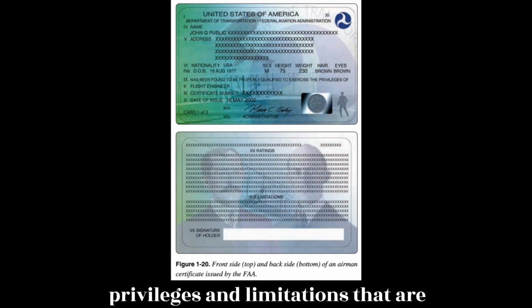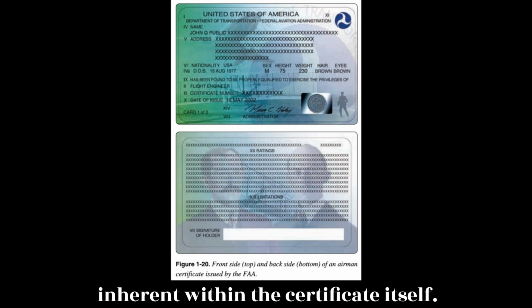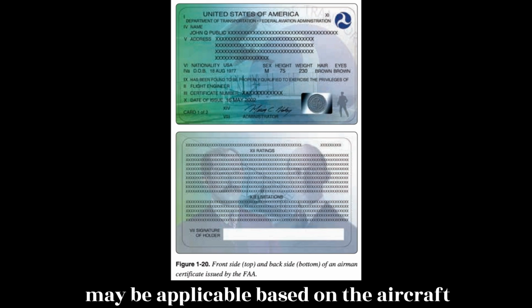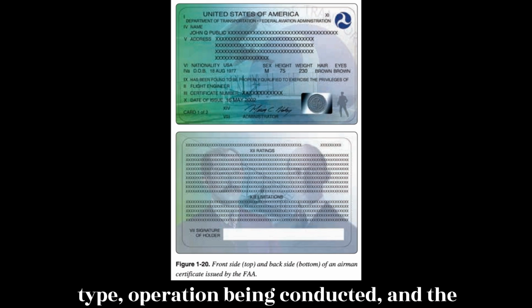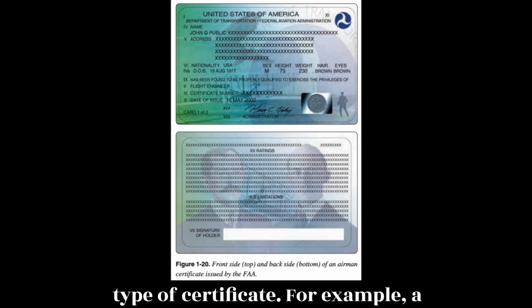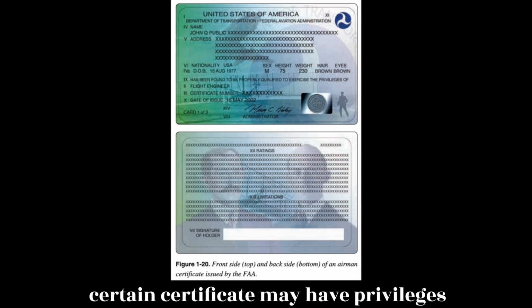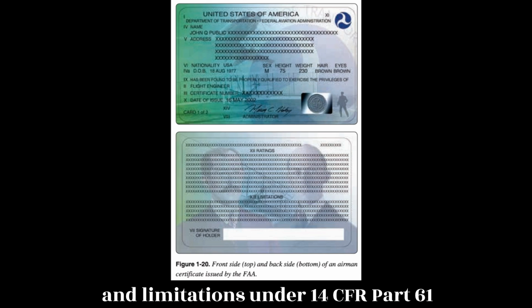Figure 1-20. Each type of pilot's certificate has privileges and limitations that are inherent within the certificate itself. However, other privileges and limitations may be applicable based on the aircraft type, operation being conducted, and the type of certificate. For example, a certain certificate may have privileges and limitations under 14 CFR Part 61 and Part 91.